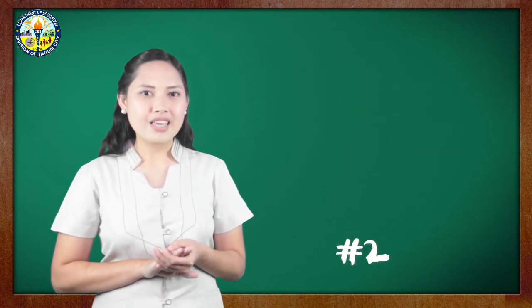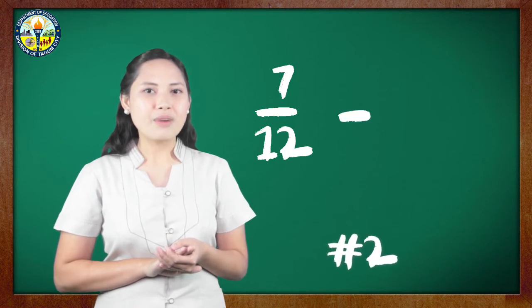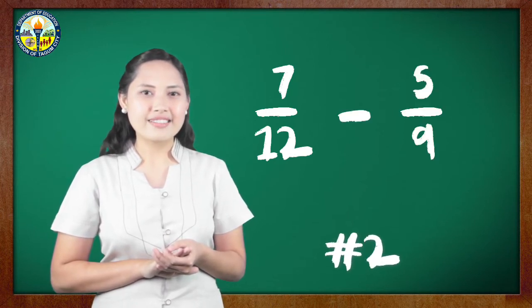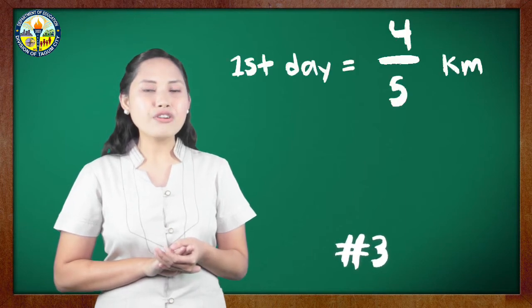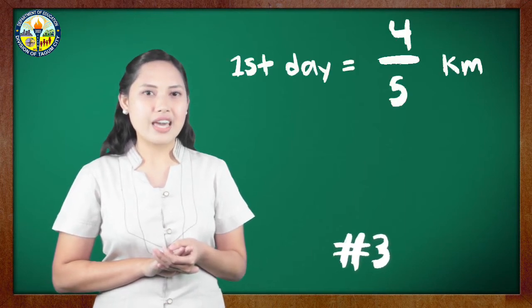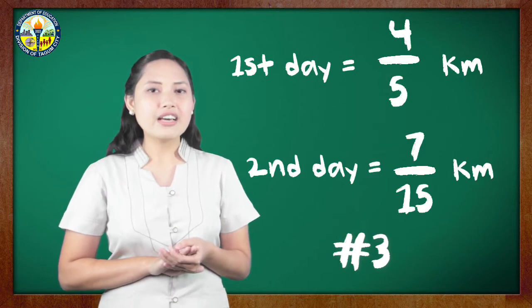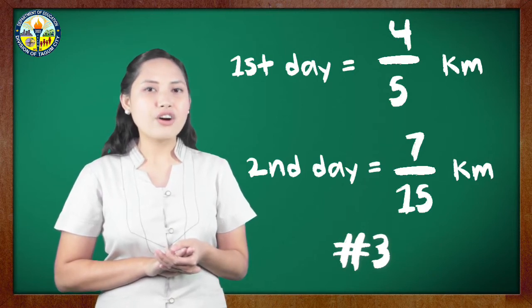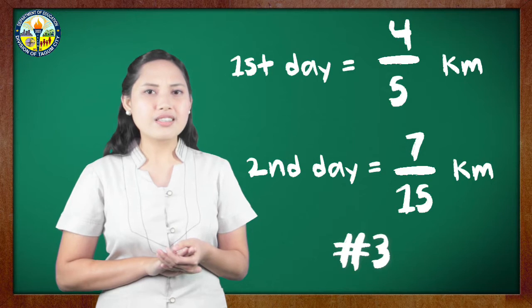Number 2. 7/12 minus 5/9. Number 3. Stephanie ran 4/5 of a kilometer in the first day, and on the following day, she ran 7/15 of a kilometer. What is the difference did Stephanie run in the first day than in the second day? Your time starts now.